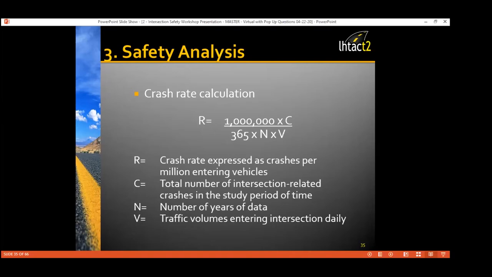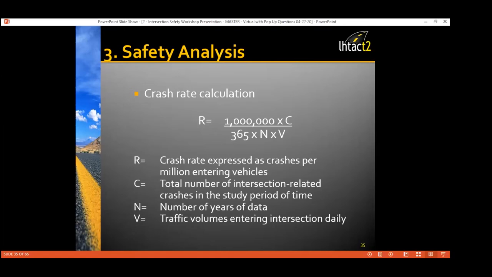Crash rates can be calculated, and this is a widely accepted equation that's shown on your screen right now. And this crash rate equation can be used for any type of crash or severity. So if anybody tells you that this won't work because you've got more severe crashes, or it won't work because your crash types are different, that is not the case. This works no matter what your crash type and crash severity might be.